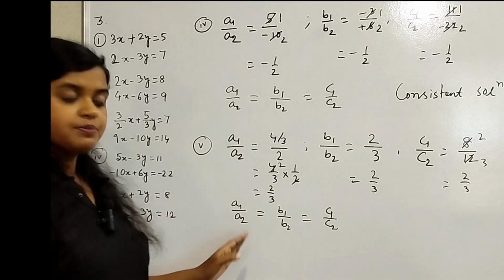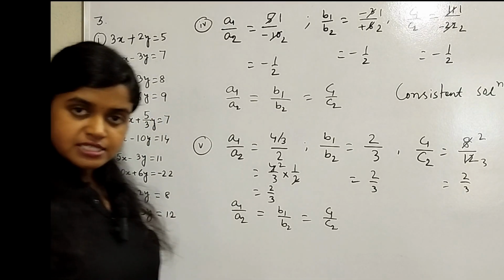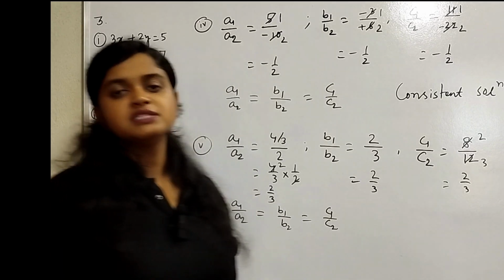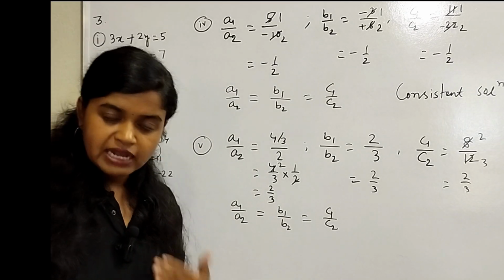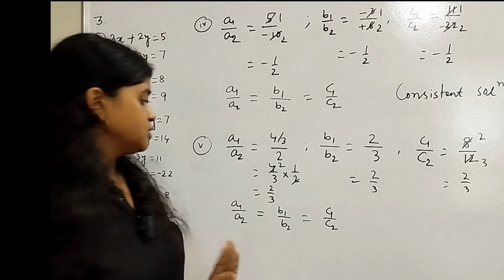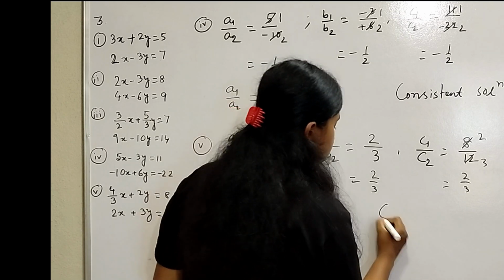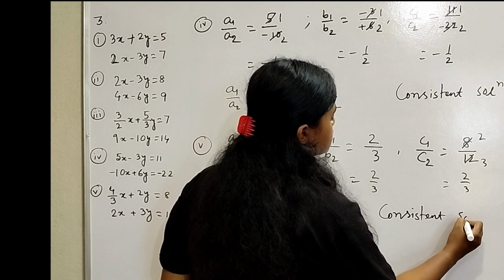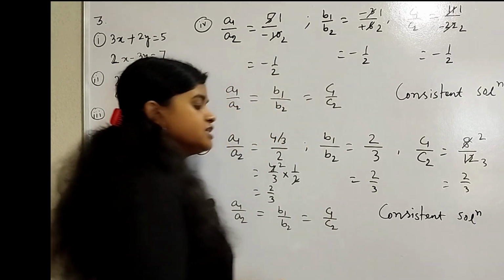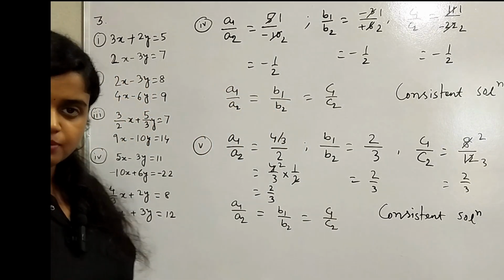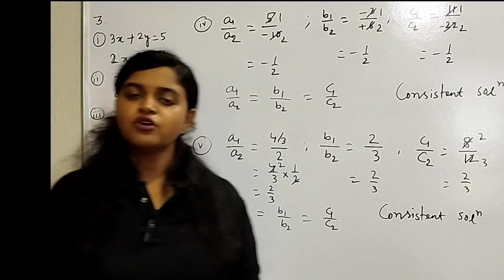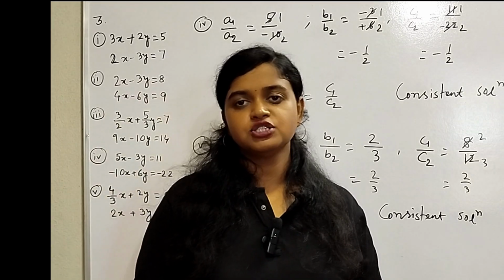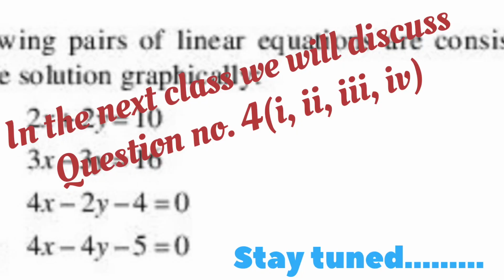Case number 2. That means they represent coincident lines, and coincident lines mean they have infinitely many solutions. So many solutions means this is a consistent solution. Okay. So we discussed the 5 questions of question number 3 one by one. Okay, I hope you can understand these solutions.